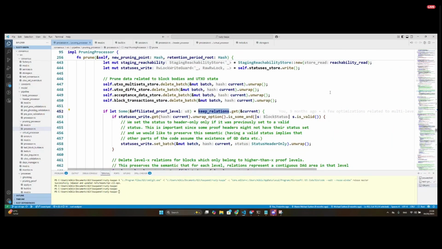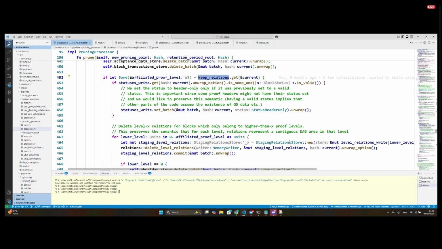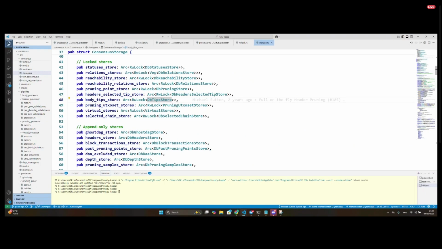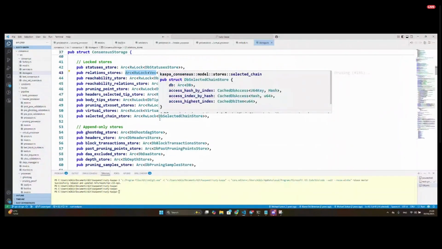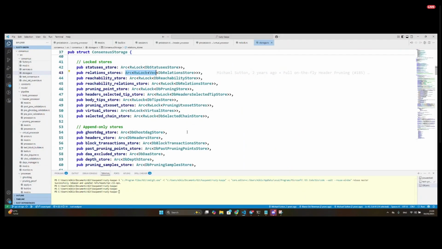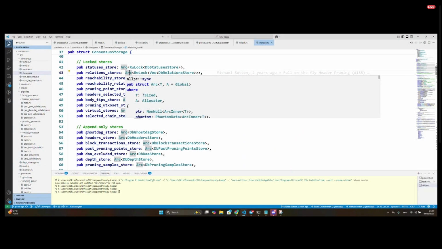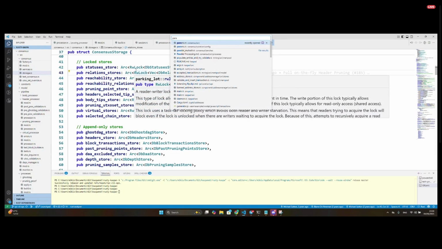So this is related to the block levels that we talked about earlier in respect to the MLS. Right. So each level has a separate level relations store. Maybe I should, let's go back to storage. So you can see that relation stores are a vector. We have a relation store for each level. So the vector is going to have 235 entries, more or less. I wanted to show you that too.